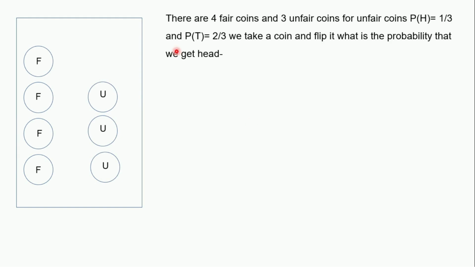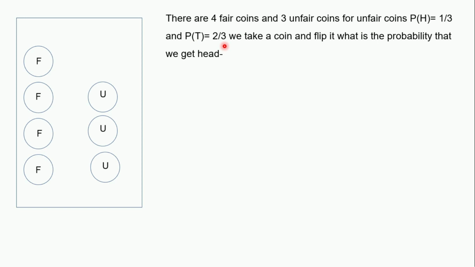In this video I am going to explain questions related to probability. So let's see them. There is a bag and inside that there are 4 fair coins and 3 unfair coins, and the question they are asking is this one: there are 4 fair coins and 3 unfair coins, and for unfair coins they are given the probability of head equal to 1 by 3 and probability of tail equal to 2 by 3.